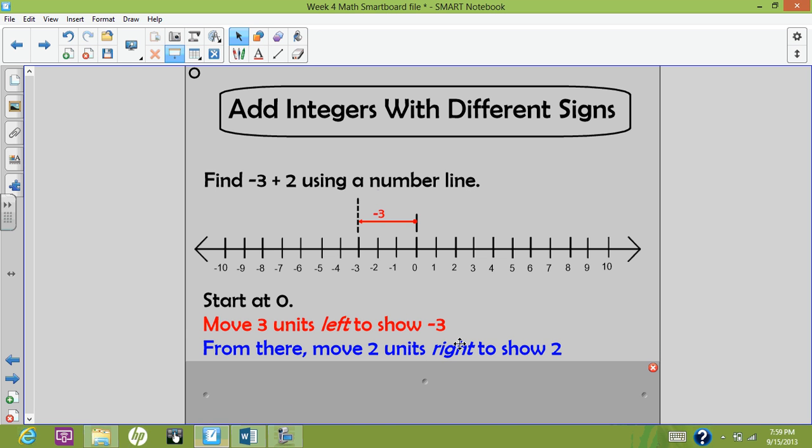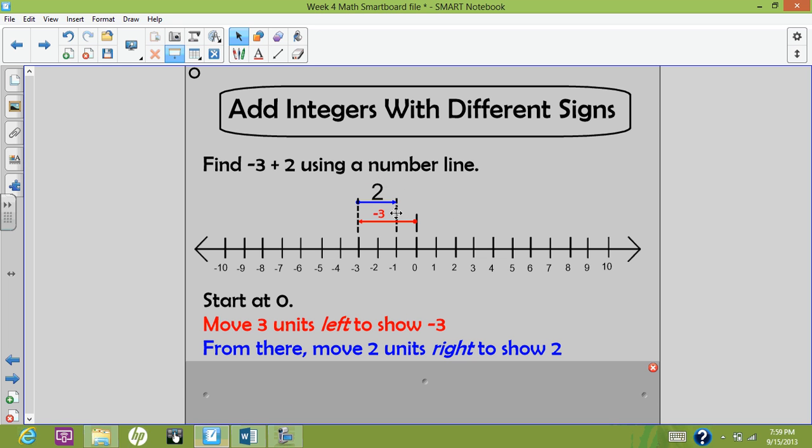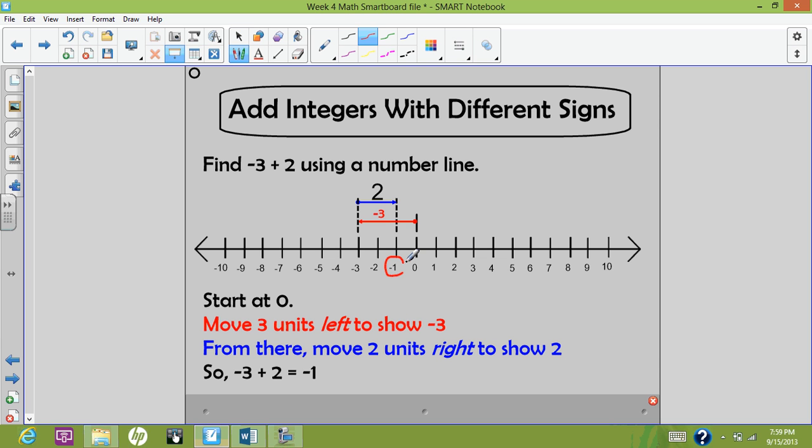Remember, positive means right. So I am going to then do, oh, that 2 should actually be +2. I am adding 2, and 2 on the number line is in the right direction. So that should go right there. And where do I end up? I end up right here at -1. So I went left for -3, right for +2, and landed at -1.